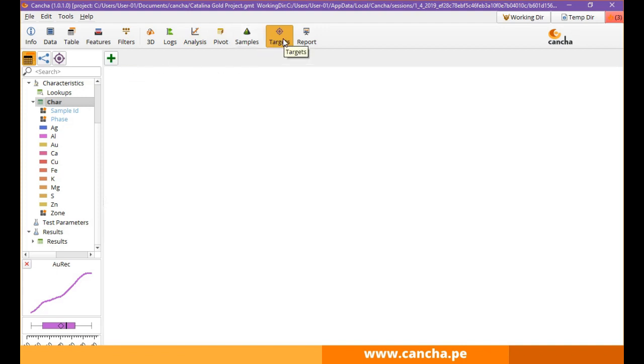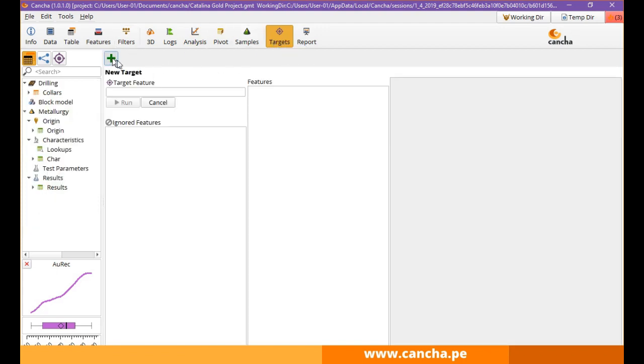So we'll just click on the targets here and click on the plus sign, and this will create a new target. We'll identify that the target we want to use is the gold recovery. Just drag it from the features list up into the feature target. Automatically, it's loaded up all the features from the characteristics table that had data.